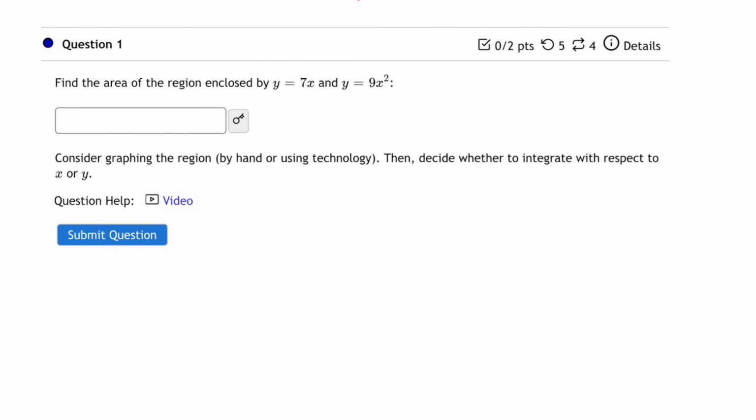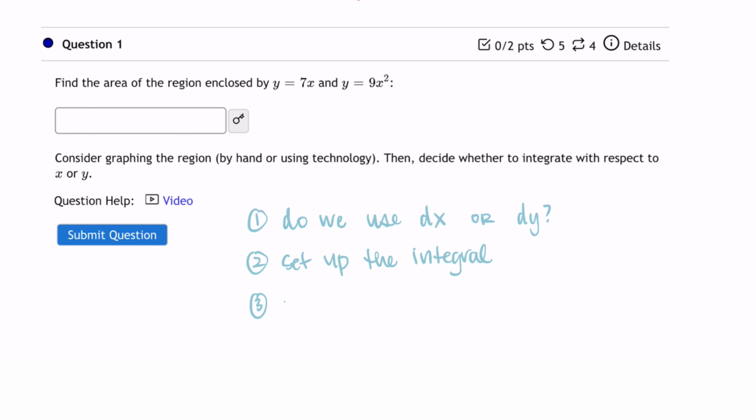So my basic process anytime I'm asked to find the area of a region that's enclosed by two functions is to first decide if I'm going to use dx or dy. So do I have a clear above and below function, or do I have a right and a left function? Then after I've done that, I'm going to set up the integral. And lastly, I will just evaluate the integral. So the hope is that at this point, the evaluating of the integral isn't too complicated, and the new part is the steps 1 and maybe 2.